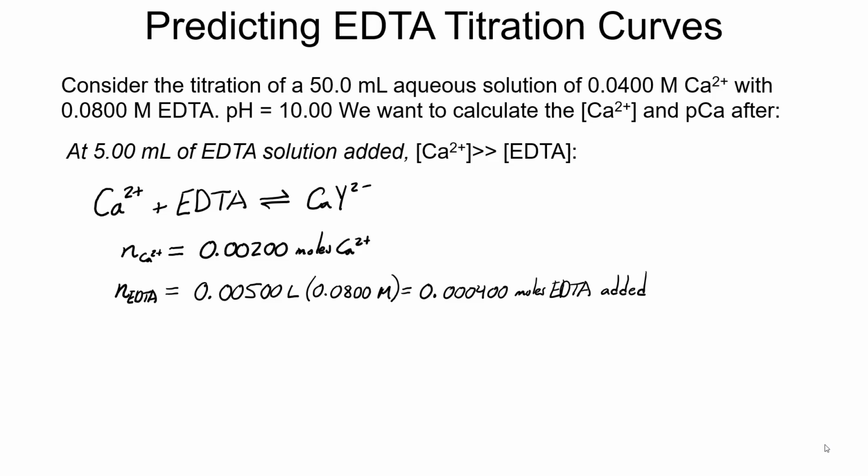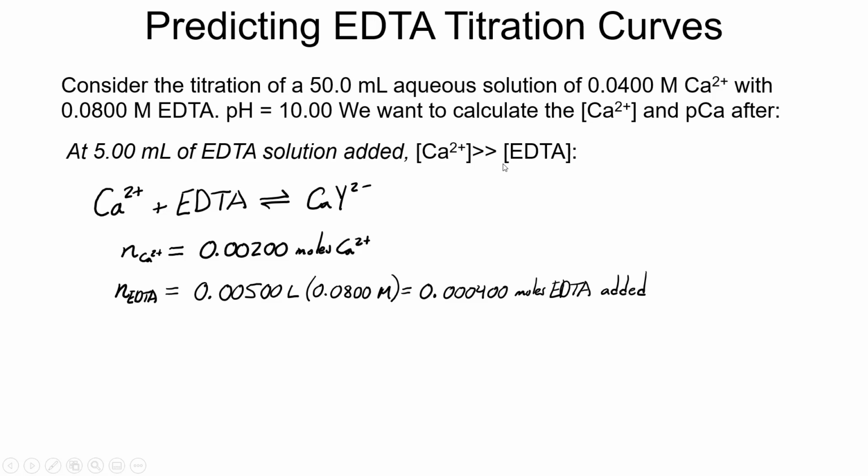Okay, so jumping into the first region, we want to calculate the concentration of calcium that remains in solution after 5 mL of EDTA solution have been added. So of course, the chemical reaction governing our titration is 1 mole of calcium reacts with 1 mole of EDTA to make 1 mole of calcium EDTA complex, which we will abbreviate CaY2- as we usually do. In region 1, prior to the equivalence point, the calcium concentration is significantly greater than the amount of EDTA that we've added.